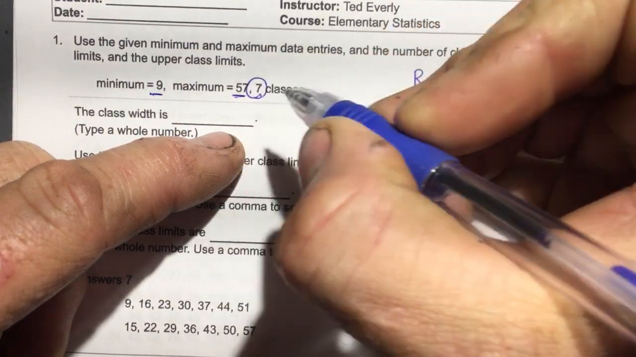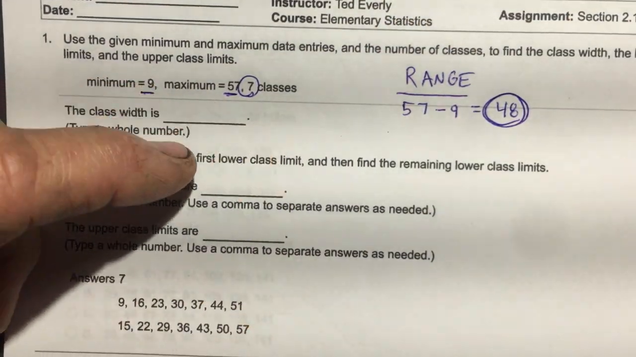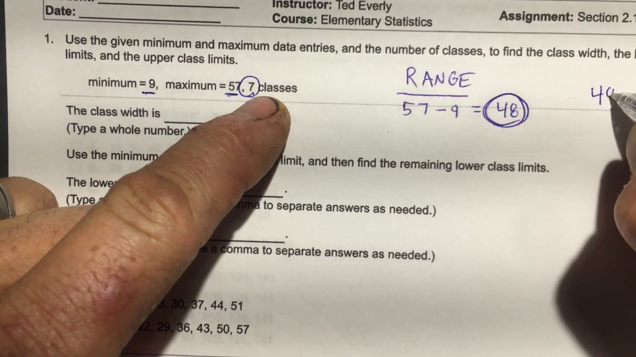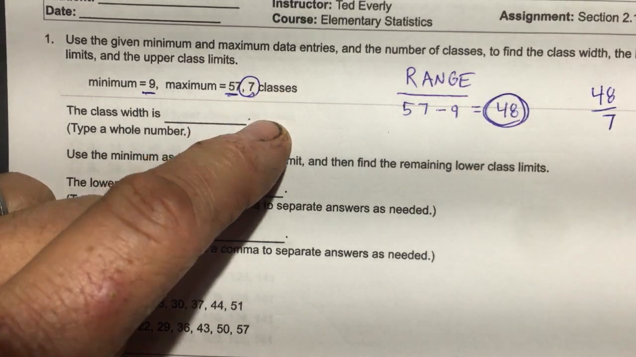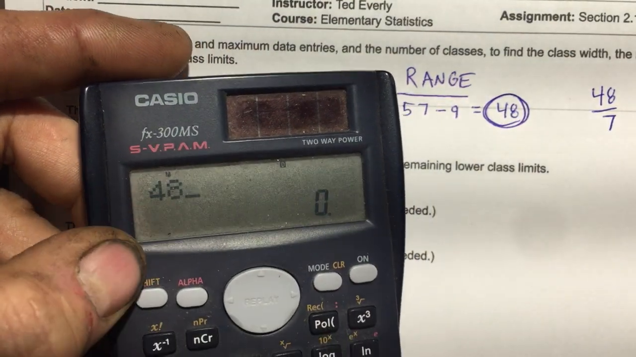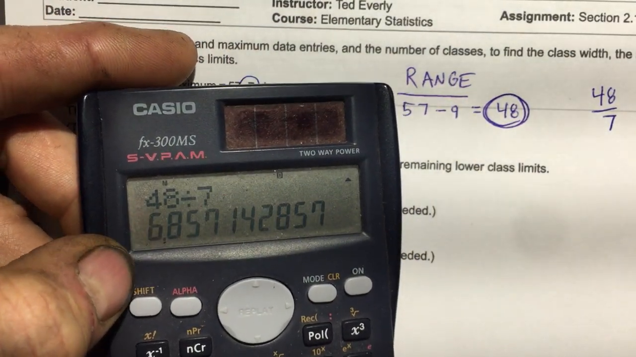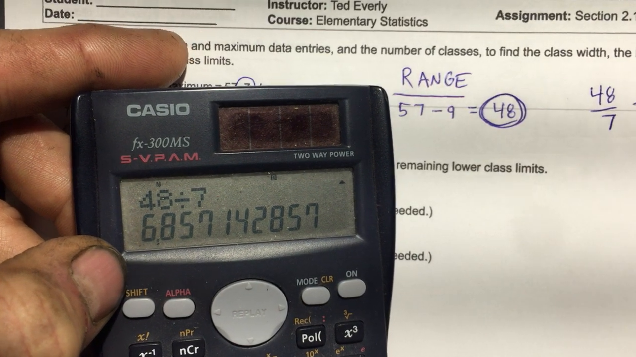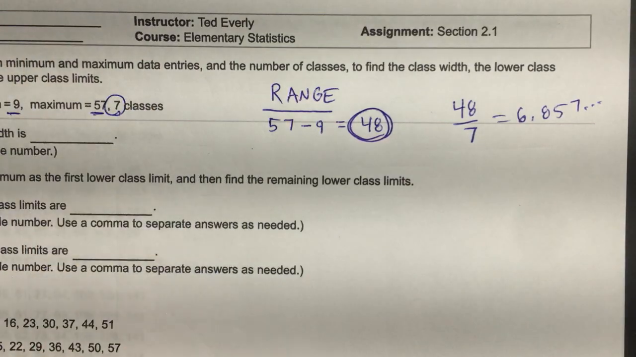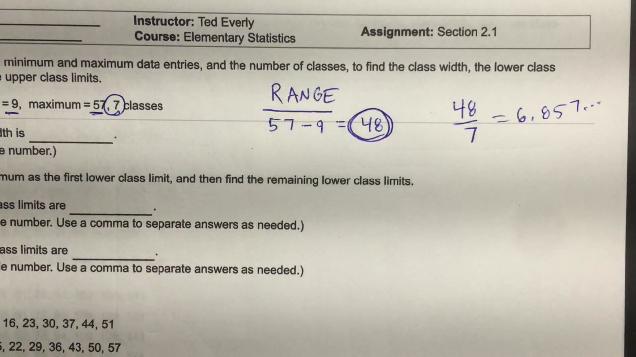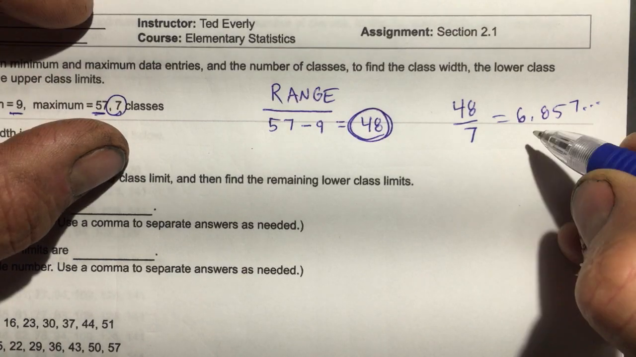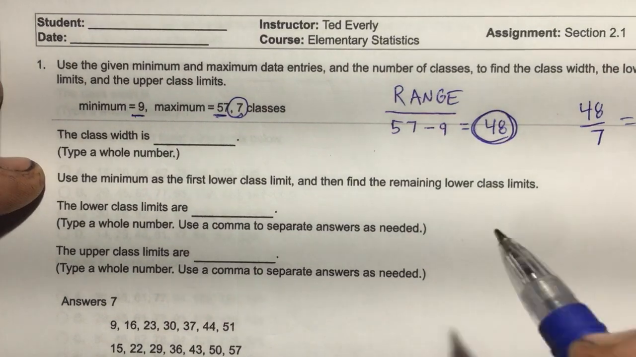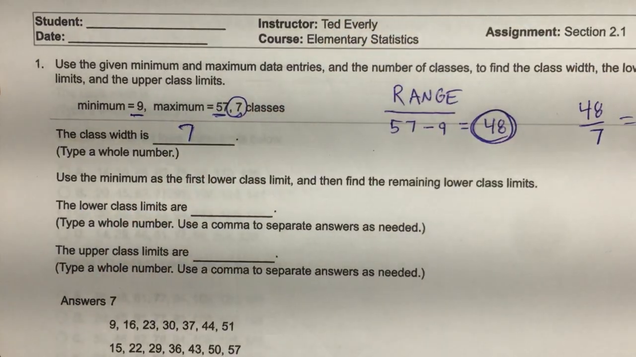Well, I want that in 7 classes. So what I'm going to do is take my range, my 48, and divide it by 7. When I do 48 divided by 7, I get 6.857. I always round that up to the next whole number. We want to deal with whole numbers on this, so that would be 7. So 7 is my class width. There's my class width right there, 7.